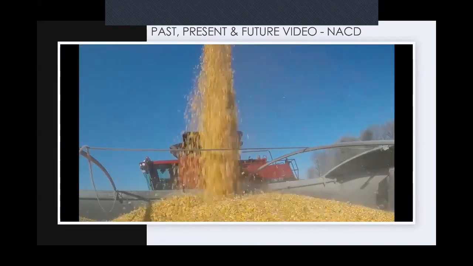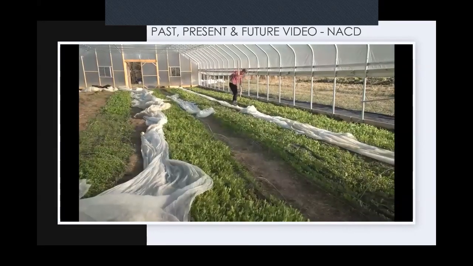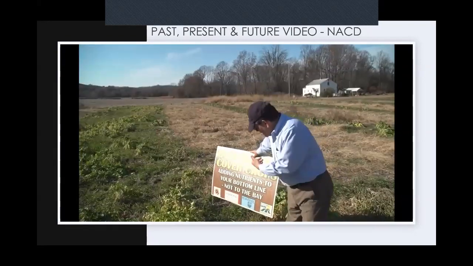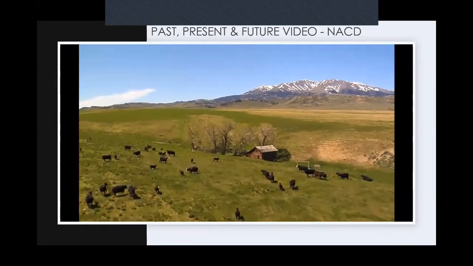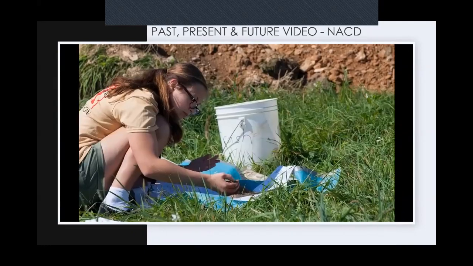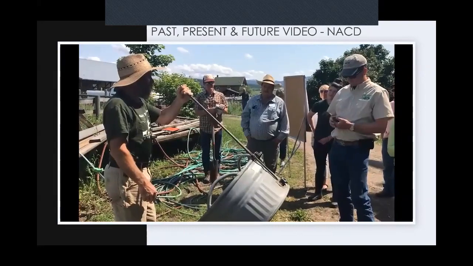We are only going to be able to feed 9 billion people by the year 2050 if we do so in a way that is sustainable. That's why the work conservation districts do is so important. Districts are the lifeblood of what nourishes and sustains our country's natural resources.